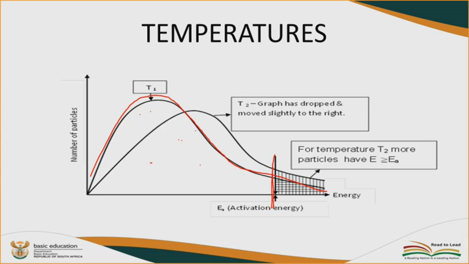So what is happening here? When the temperature increases, what happens? The peak drops. And when the peak drops, it shifts to the right and it becomes wider. And you can see here, these particles with enough energy will increase. That is what we have been discussing. What does that mean? It means for the temperature T2, more particles have E that is greater or equal to activation energy. And we have indicated that if E is greater or equal to activation energy, this will result in more effective collisions per unit time.